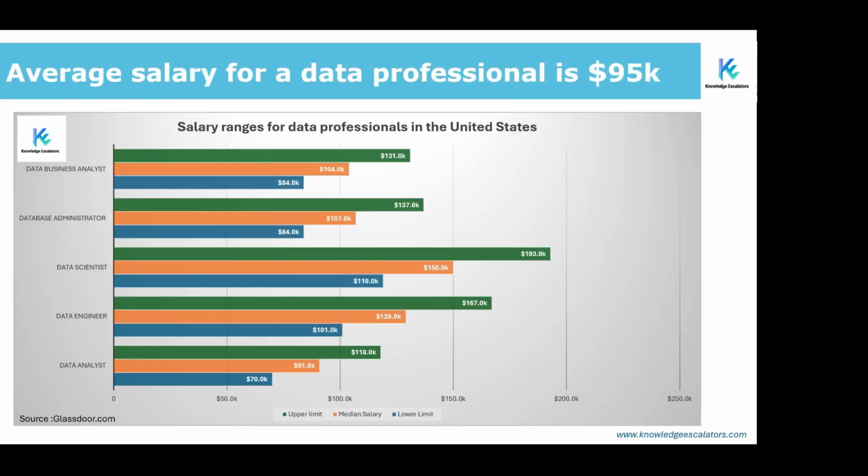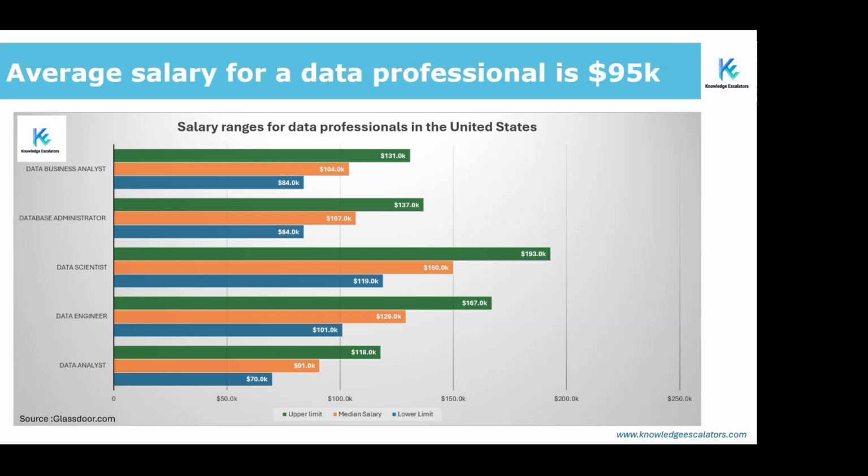Okay, so I pulled this data from Glassdoor. This is 2025 data looking at salaries across the US. Obviously, these salaries are dependent on location and also on experience. That's why we have an upper limit, a lower limit, and a median. If we take a data business analyst, for instance, their median salary is 104,000. The higher limit is 131K and the lower limit is 84.